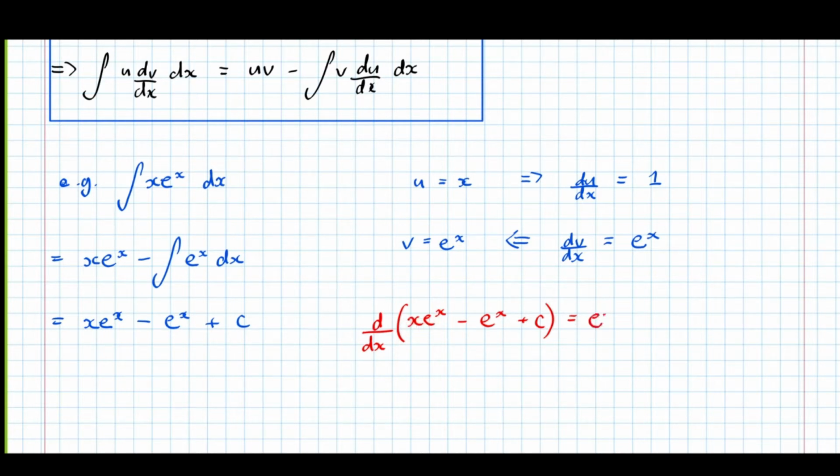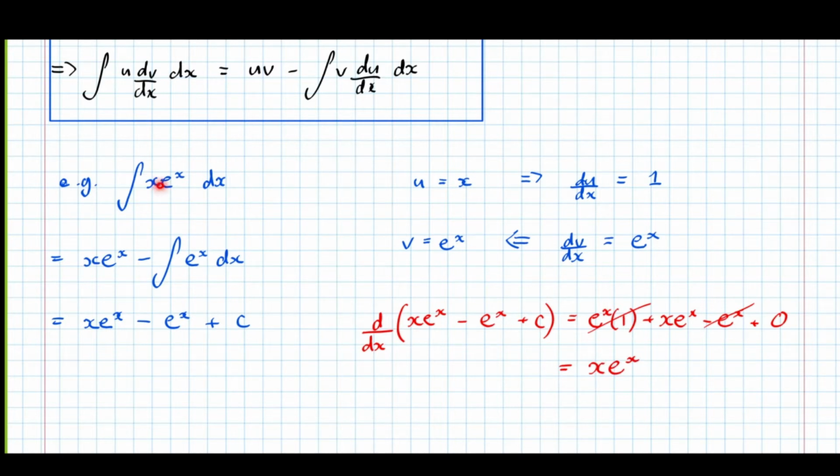So we've got vu' plus uv' minus the integral, the differential of e to the x is e to the x, and the differential of c is 0, so plus 0. So what we've got here is that e to the x times 1 minus e to the x, they disappear, leaving just x e to the x, which is where we started.